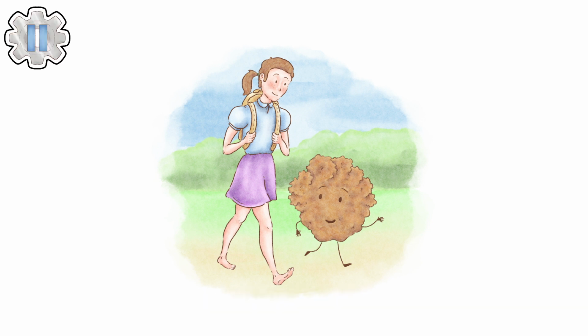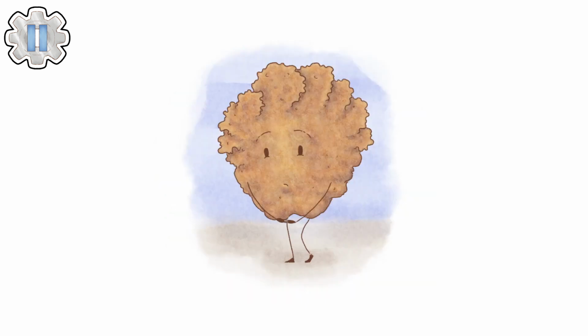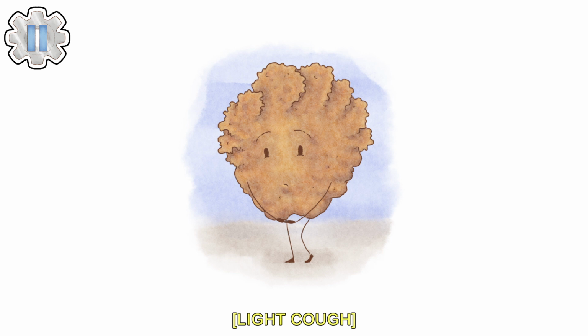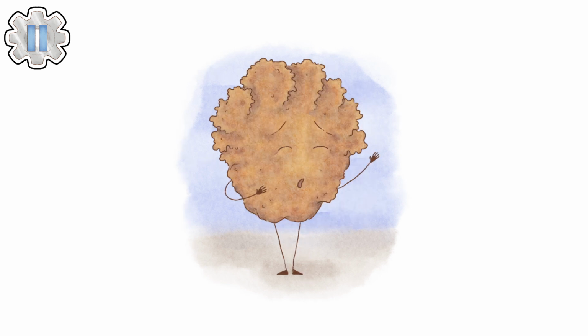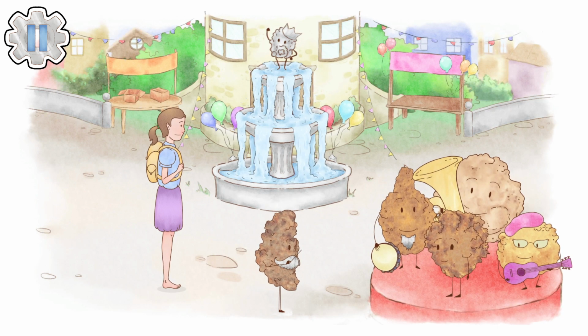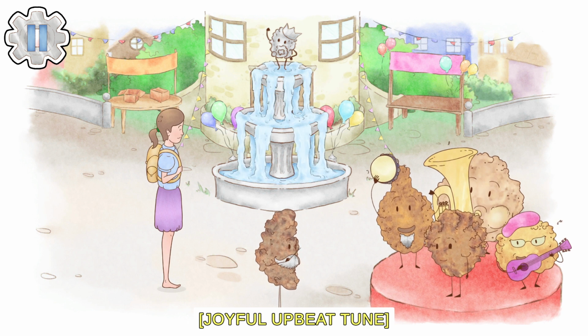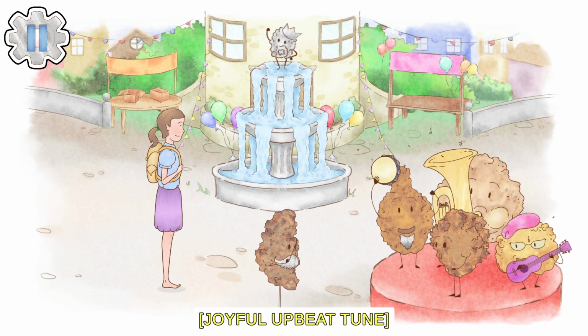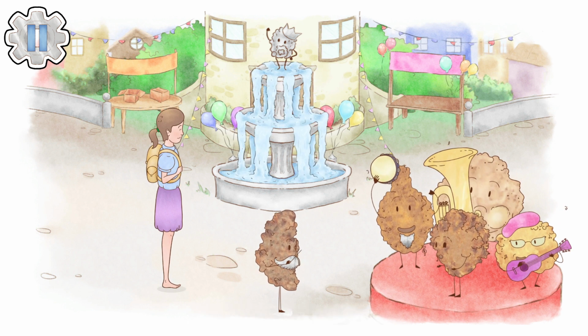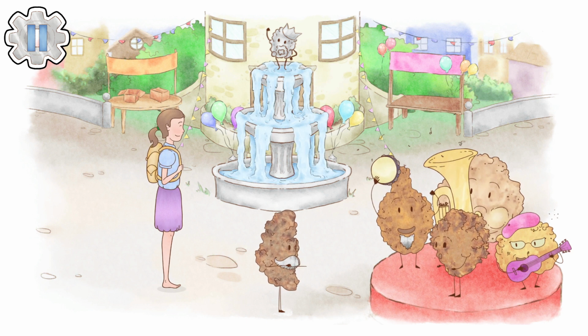The scene transitions to the town square. On the bandstand, the singer has rejoined her fellow musicians. They all wait in anticipation for her to sing. At first, the Crumble was afraid of sounding different. But she soon got over that. Bobbing to the rhythm, the musicians happily play along with the conductor's swinging baton. Lost in the moment, the singer is giving her best performance, while Annie dances to their beat.